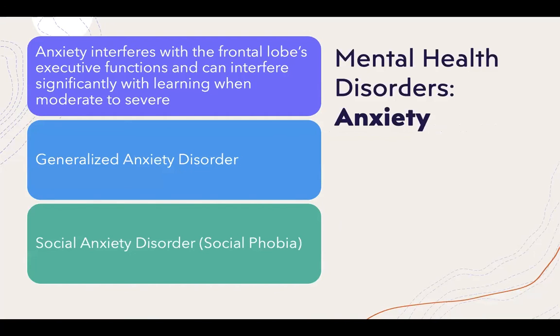So mental health disorders and anxiety are really important to consider, both anxiety and depression, but anxiety certainly interferes with the brain's functioning, right? So the frontal lobe is responsible for those executive functions that I mentioned at the beginning of our presentation. And anxiety can really interfere with learning, and certainly when anxiety is moderate to severe. So we want to make sure that we're thinking of anxiety as something that can have an impact on learning. Generalized anxiety disorder, social anxiety disorder is more specific, and that can also have a really big impact on learning.